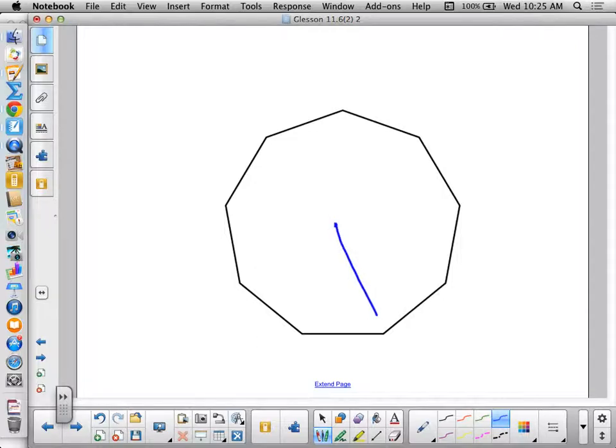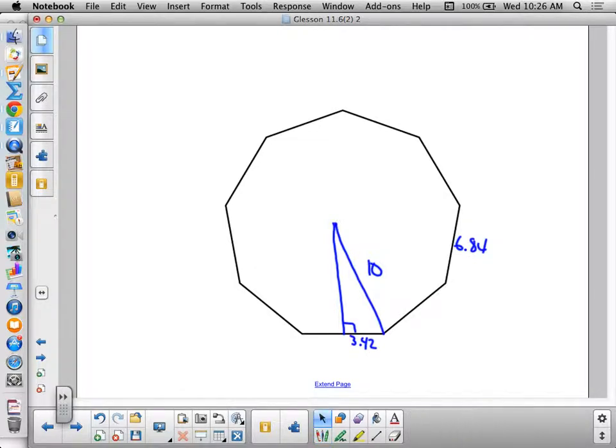So the radius is 10, and the side length is 6.84. Which means if I draw in my right triangle, this is going to be half of 6.84, 3.42, right?